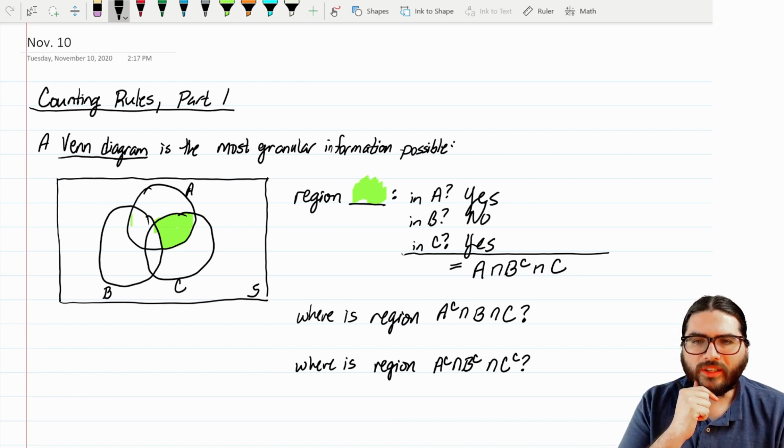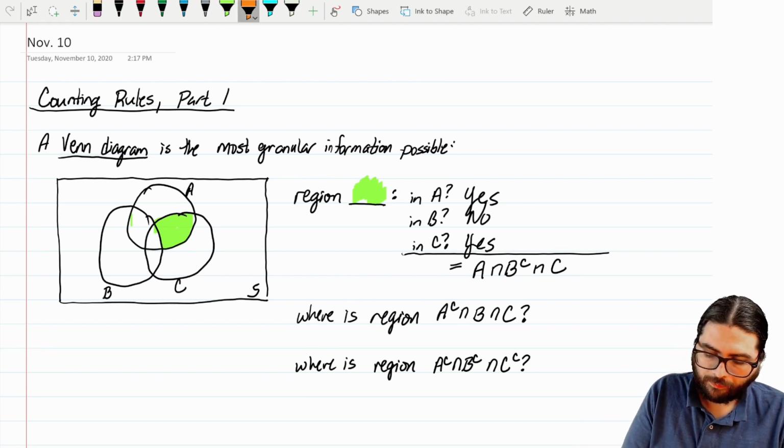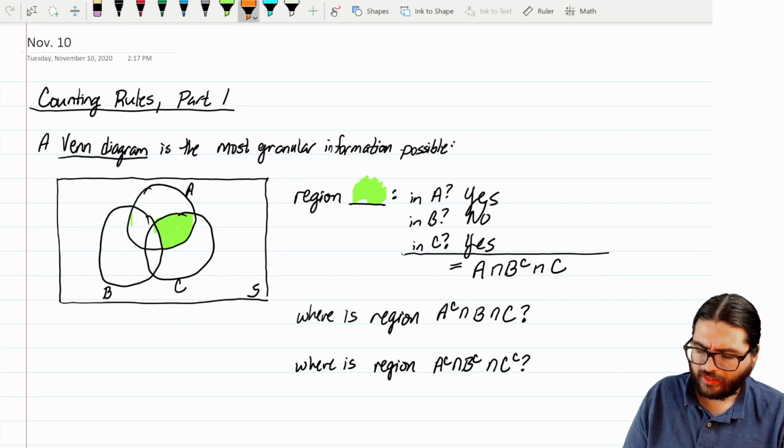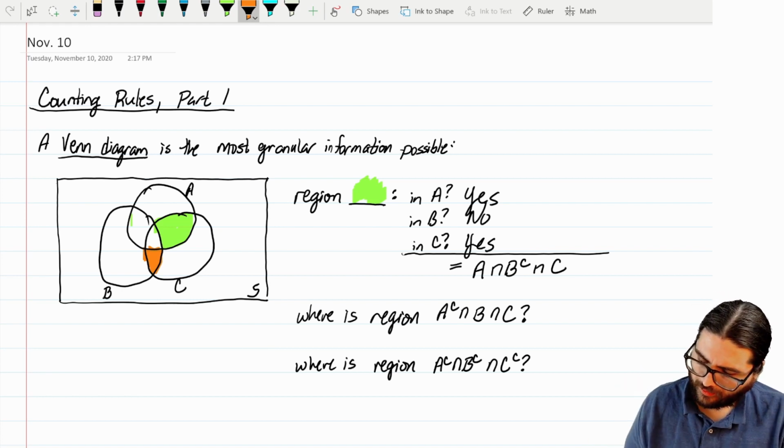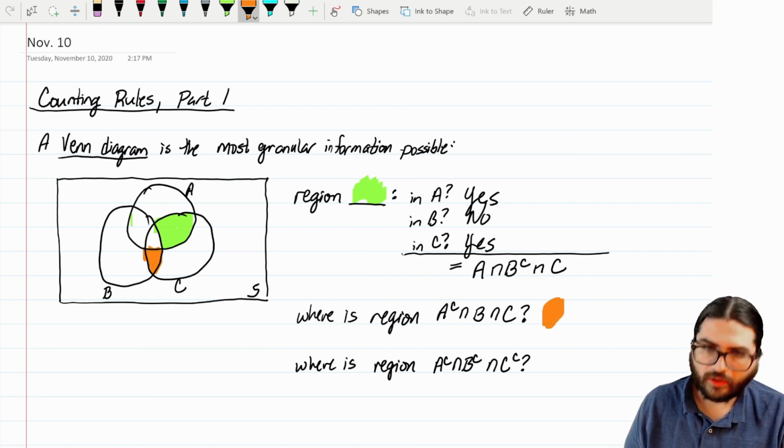And so if I needed to read some of them, say for example, where is region A complement intersection B intersection C, that means it's not inside of A, that's A complement, but it is inside of B, and it is inside of C. So outside A, inside B, inside C. I think that's this one. Let's double check that. Outside A, okay, down below, inside B, and inside C. Yeah, I think that's this region. I've made it the orange color.